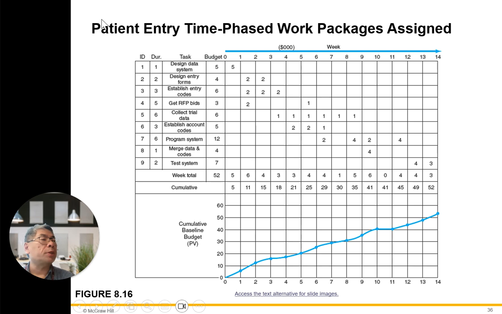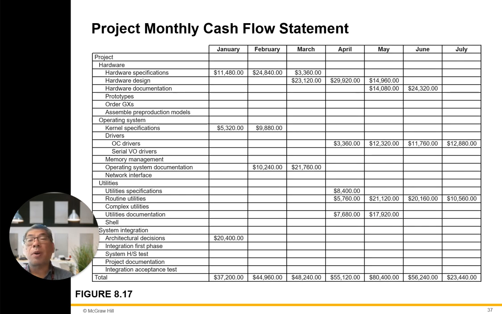Patient entry time-phased work project assigned from the design all the way in terms of weeks here at the top side. The budget, horizontally by week, is here in the thousands, and this is the current result of the budget. This is an example of a project monthly cash flow statement. You have to know this, from hardware, January to July, project hardware costs, operating system, utilities, the source system direction, totaling each month.